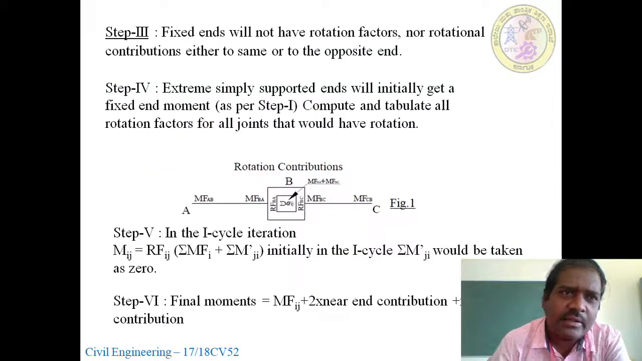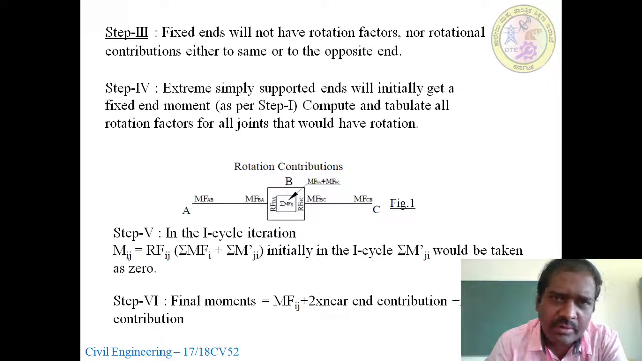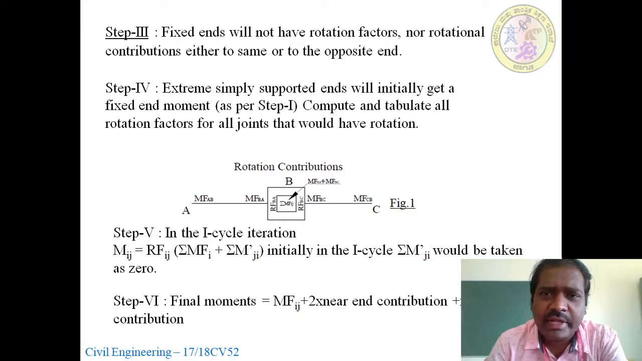Then next, the step number 3. The fixed end will not have rotation factors nor rotational contributions, either to the same or to the opposite end. So in the figure also, A, the contribution moment M dash, denoted M dash AB, that will be 0 initially. The next, fourth step: extreme simply supported ends will initially get a fixed end moment as per the step 1.